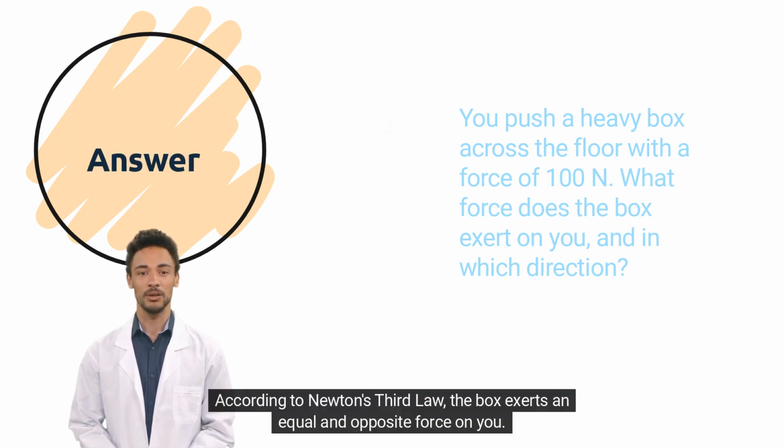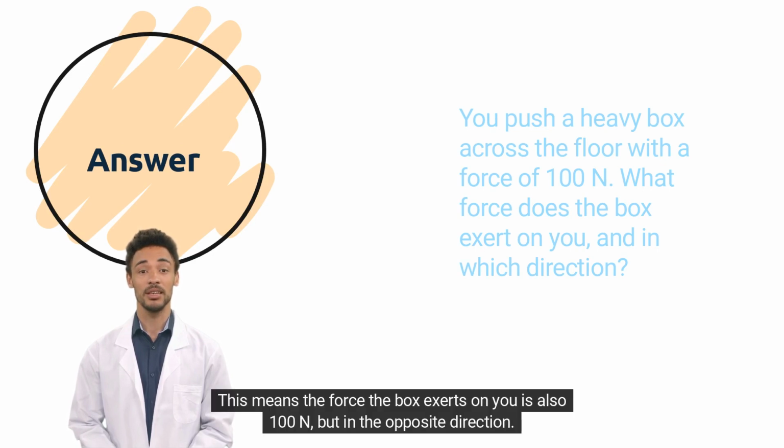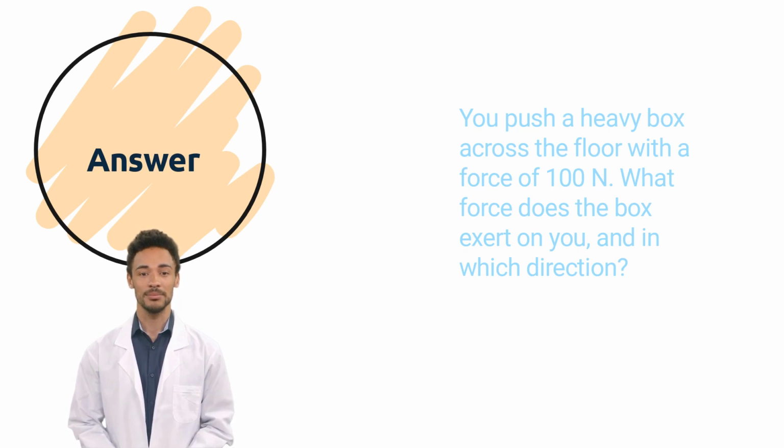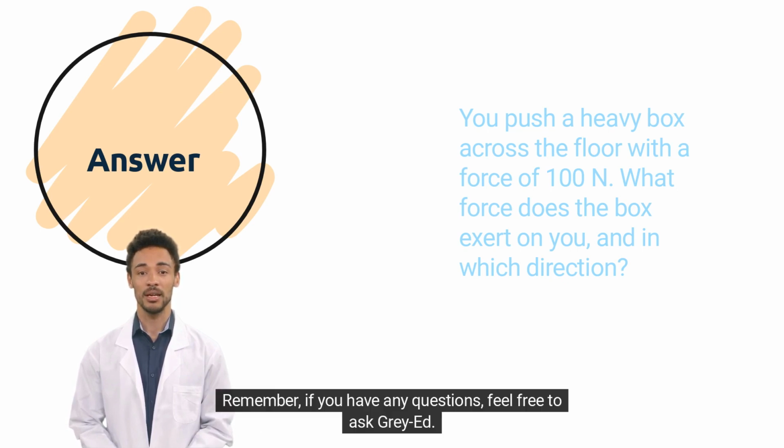According to Newton's third law, the box exerts an equal and opposite force on you. This means the force the box exerts on you is also 100 N, but in the opposite direction. Remember, if you have any questions, feel free to ask Gray-Ed.